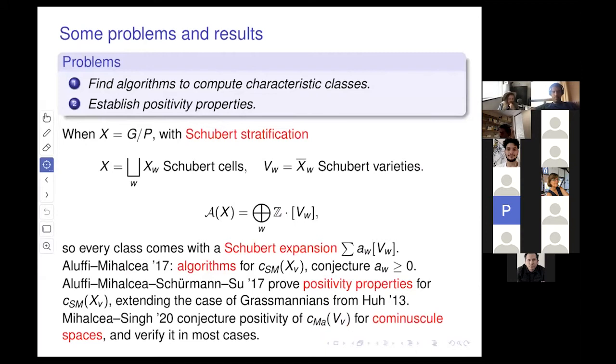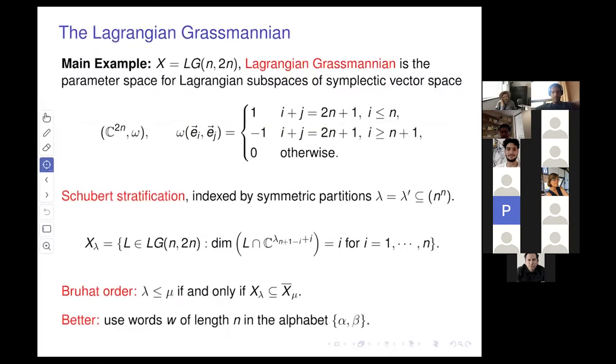Okay, so from this list of cominuscule spaces, one of the ones that was left out was the case of the Lagrangian Grassmannian. So I want to focus on that today and try to explain how you describe Euler obstructions in that case, and how you can establish their positivity. Okay, this was more of a motivation, and I want to talk about a specific example for the rest of the talk.